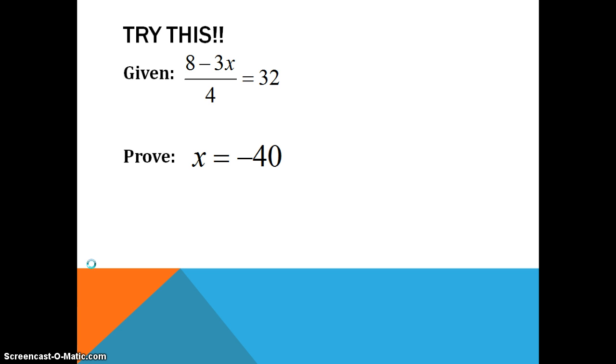I want you to try this one on your own. You need to have a statements column and a reasons column, and you need to arrive at your proof statement that x is equal to -40. The next slide will only show the answer, so make sure you're trying this on your own.